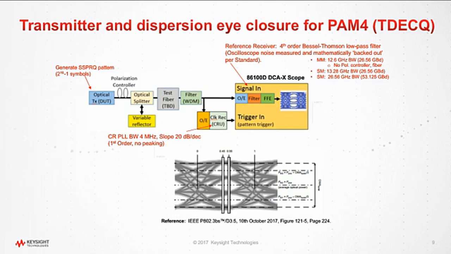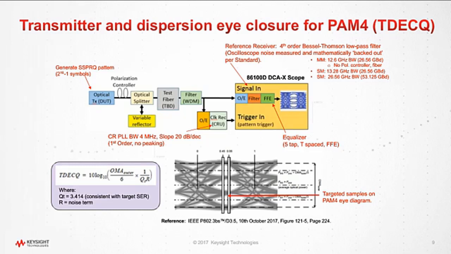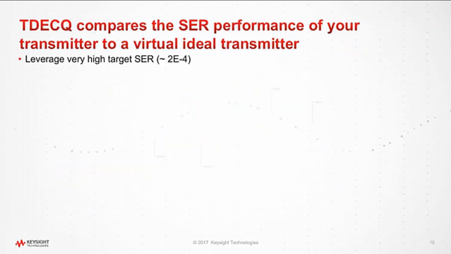And then there's also an equalizer. All of these links are performing on the order of 10 to the minus 4, so they're fairly closed eyes and they need to be opened up in order to be analyzed. So the TDECQ equalizer is a 5-tap T-spaced FFE. We then make a pair of histogram measurements on that PAM4 signal and post-process the signal in order to get the TDECQ result. So let's have a closer look at what's happening as part of that TDECQ measurement.